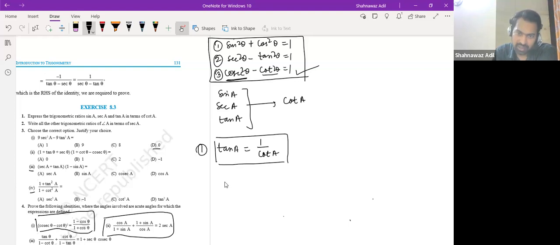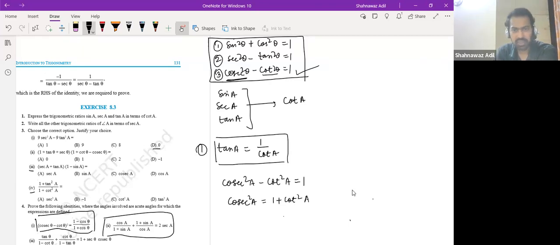So let us write this equation. Cosec square A minus cot square A is 1. So I can calculate cosec A. Is this clear? This is 1 plus cot square A. So cosec A is the root of 1 plus cot square A. Is this clear?